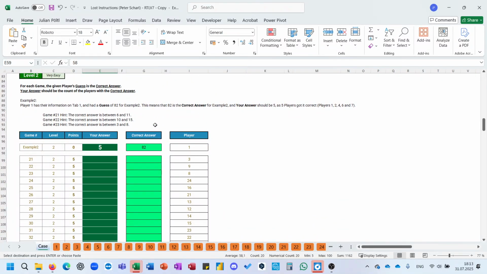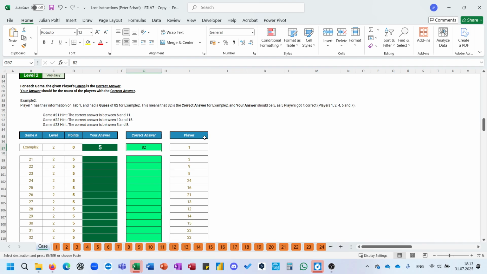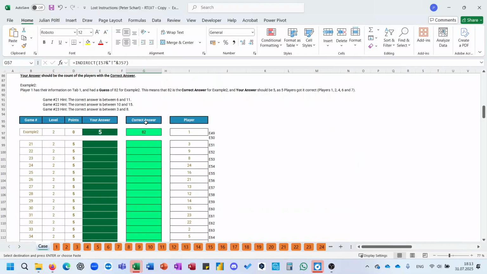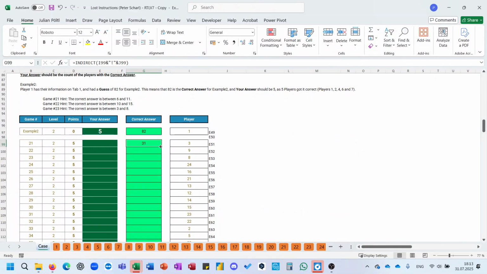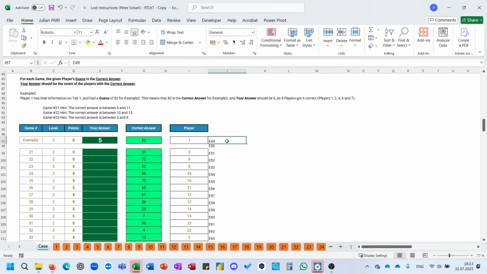And here you should know or count how many players have guessed correctly. So I go here, it's in E49, E49, drag it down, and then I can basically use this formula from here above. I now have the correct answer, and then I count for all players how many have it done correctly.